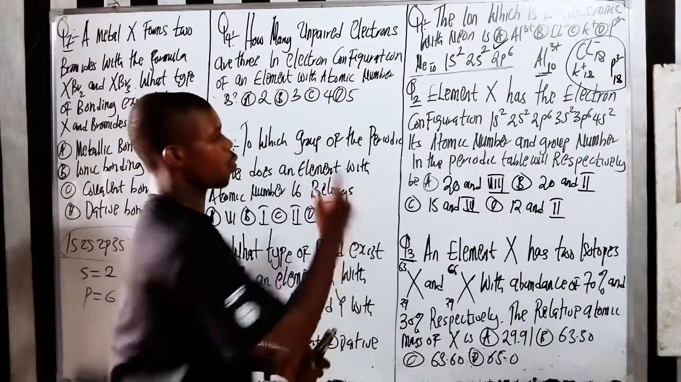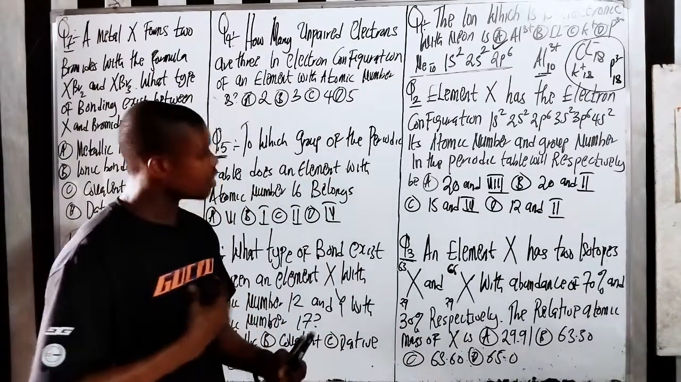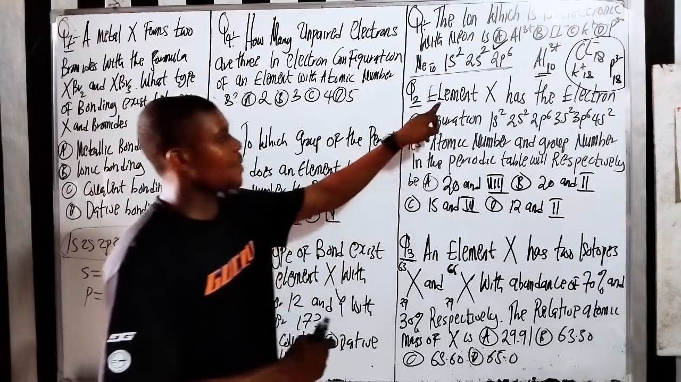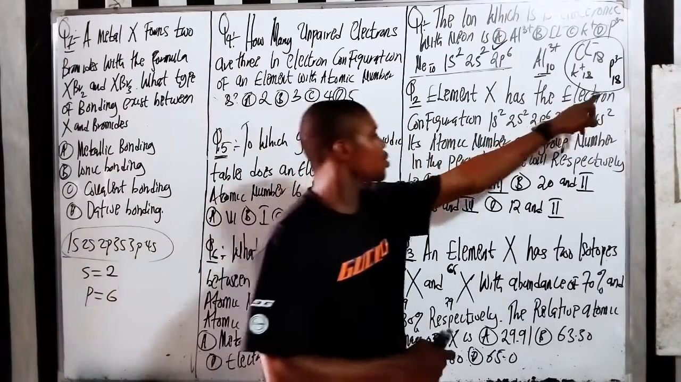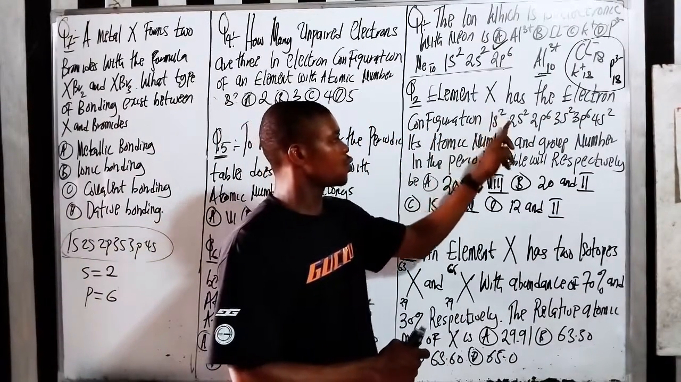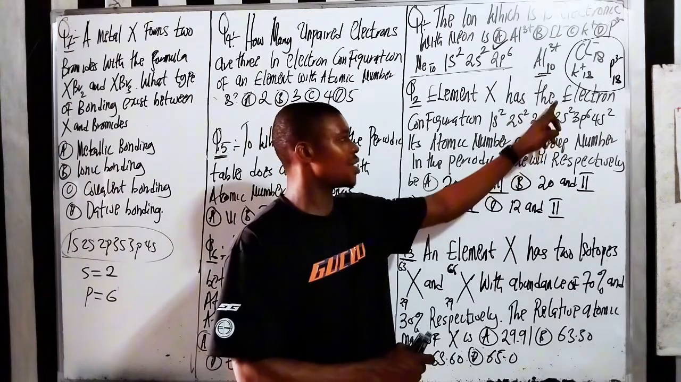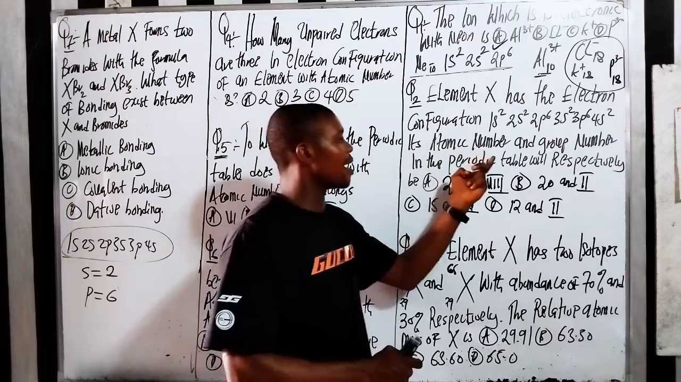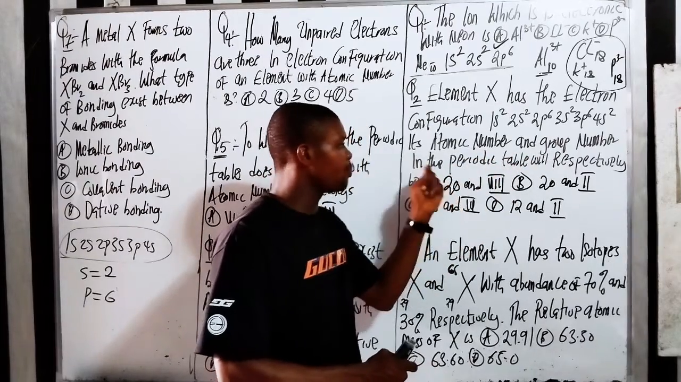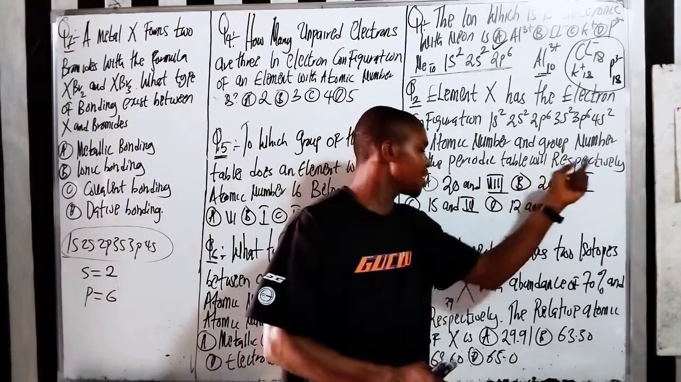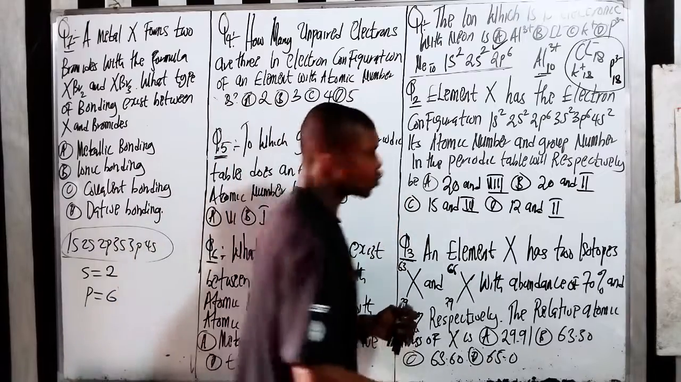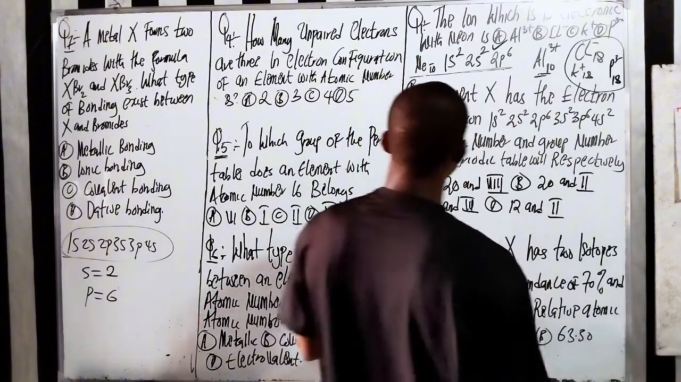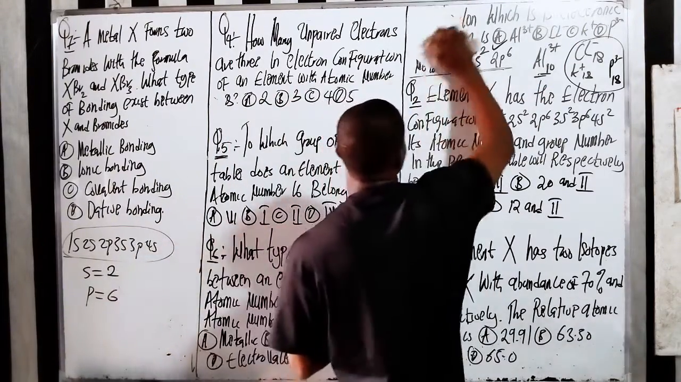So now let's move to question 2. Element X has electronic configuration 1s2, 2s2, 2p6, 3s2, 3p6, 4s2. If the atomic number and group number in the periodic table respectively would be... So I will be able to answer this question 2 with it.